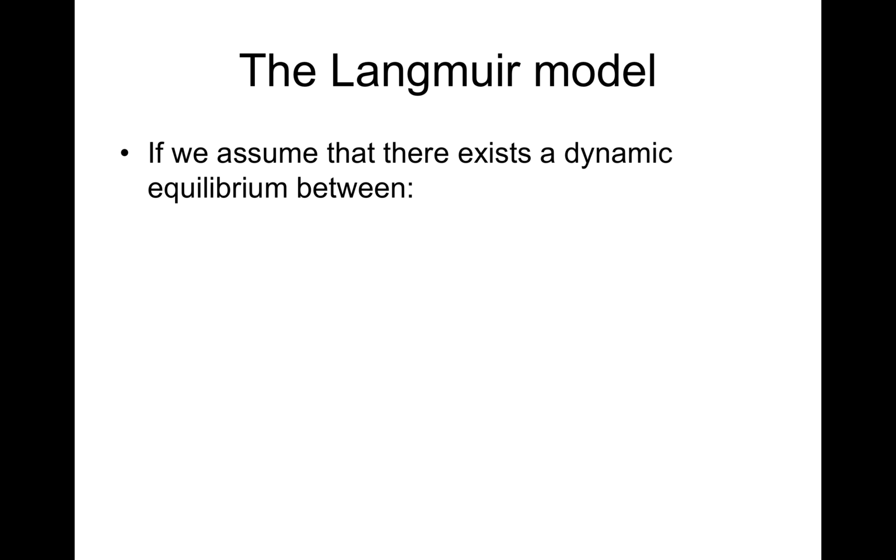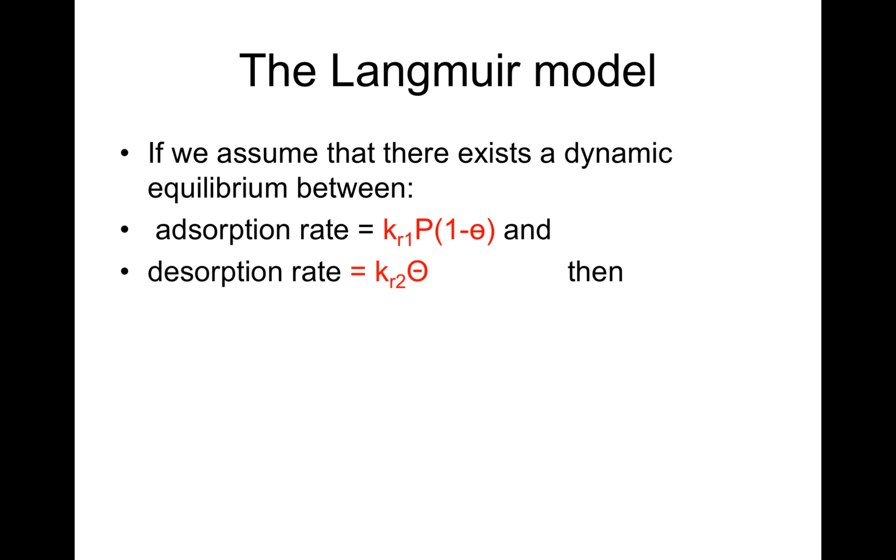Right, let us now go into the theory of adsorption, starting with the simplest, that is the Langmuir model of adsorption. We already know that adsorption is an equilibrium. Let us assume that there exists a dynamic equilibrium between the adsorption rate, which is Kr1 P into 1 minus theta, and the desorption rate, which is Kr2 theta.